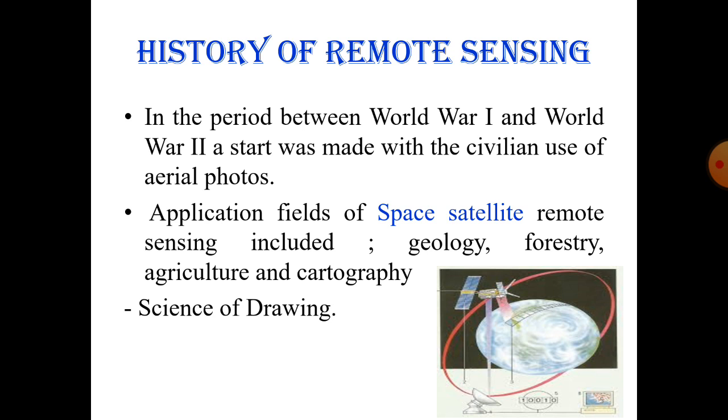It is also widely used to gather information about forests, the line of control, the LOC, then to record agricultural fields, water resources, etc. All the information is in the form of scientific drawing in satellite remote sensing, which we call cartography. Till today, we are following and using this satellite remote sensing technology.